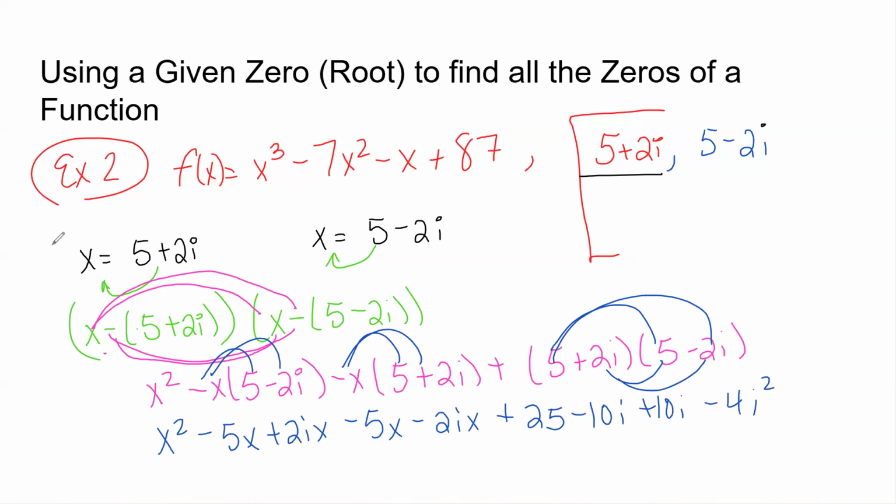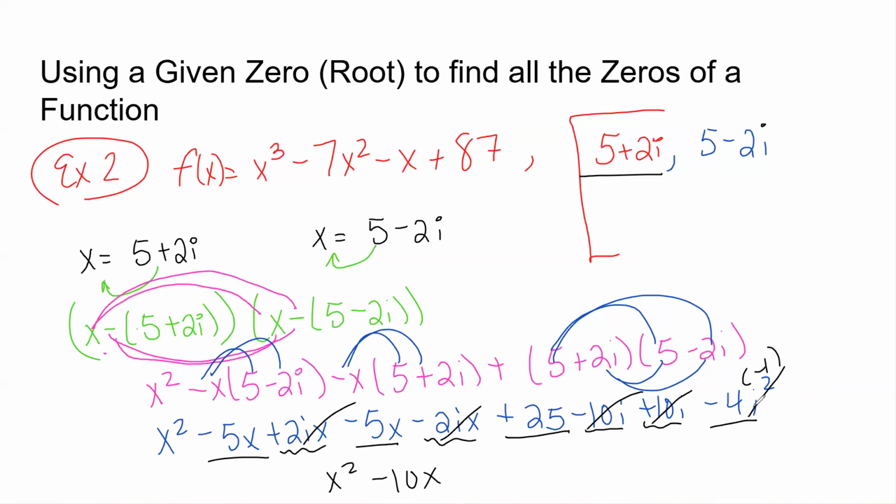All right, let's see what we got here. x squared minus 5x minus 5x, so we're looking at minus 10x. Positive 2ix minus 2ix, that cancels. Negative 10i, positive 10i, that cancels. The i squared is really negative 1. So that's 25, and then minus minus, that would really be plus 4. 25 plus 4 is 29. There we go. So there is our quadratic factor.